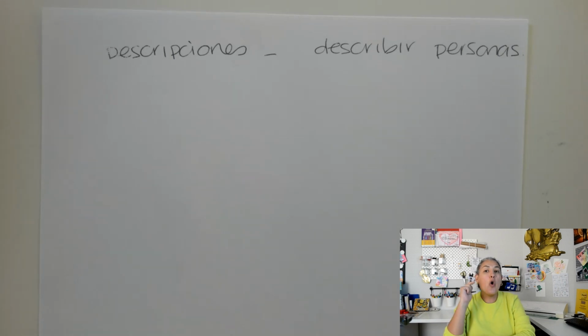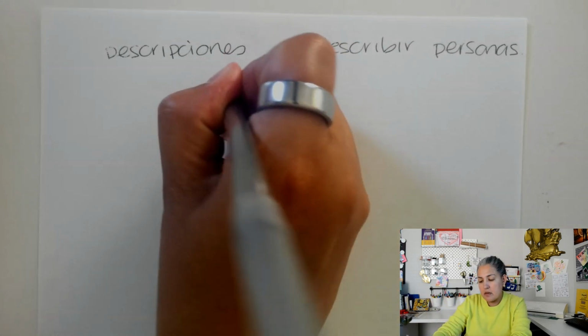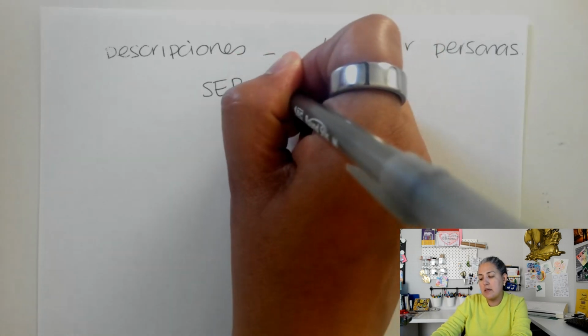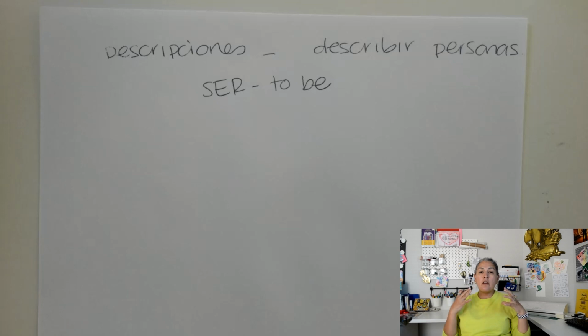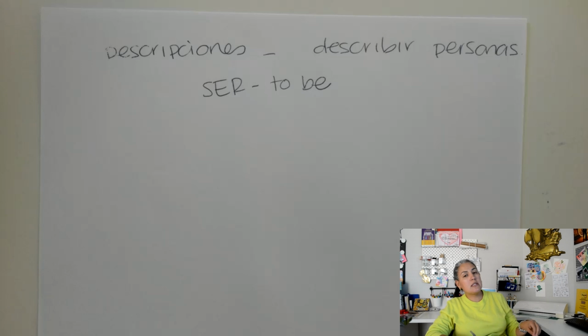Hoy vamos a hablar otra vez de más descripciones, more descriptions. We're going to talk about a verb that we use that's called the verb to be, el verbo ser. This verb means to be. I'll explain how to put the verb in the different pronouns depending who we're talking about, if we're talking about myself or we're talking about someone else. And in this specific scenario, we're going to put descriptions tied to it.